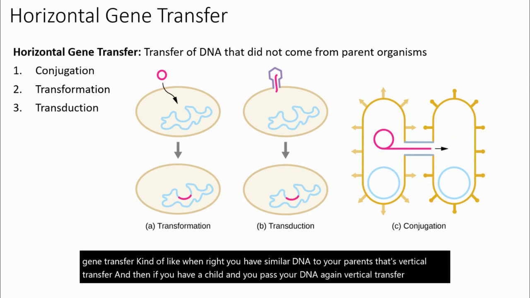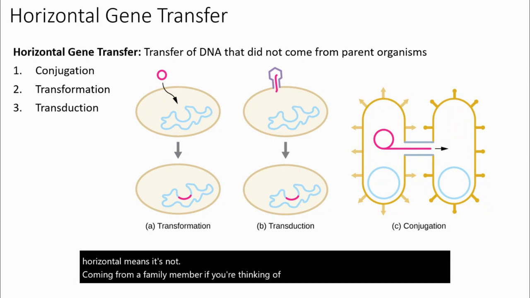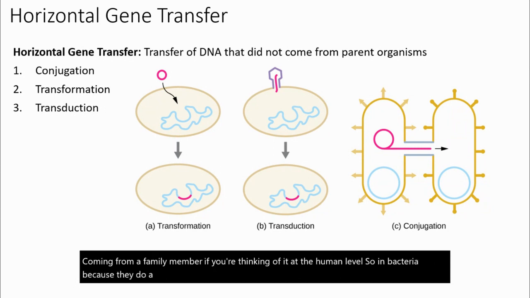So horizontal means it's not coming from a family member, if you're thinking of it at the human level. In bacteria, because they do asexual reproduction, if a bacteria acquires DNA not from the original parent cell that made it, we call it horizontal gene transfer.